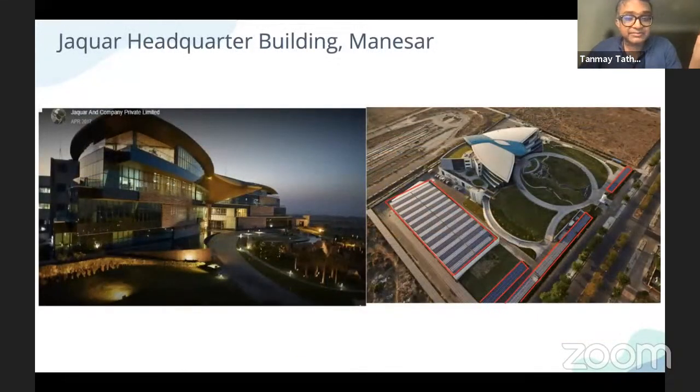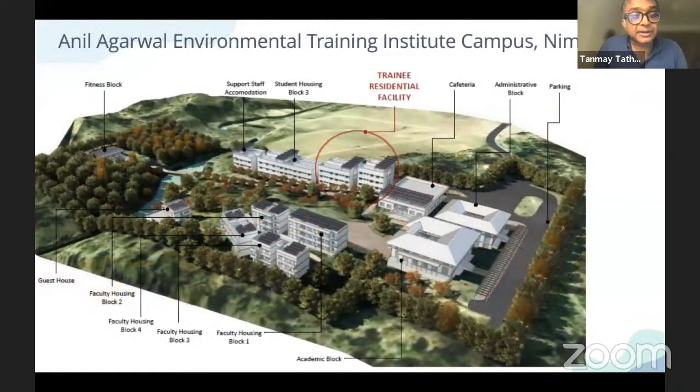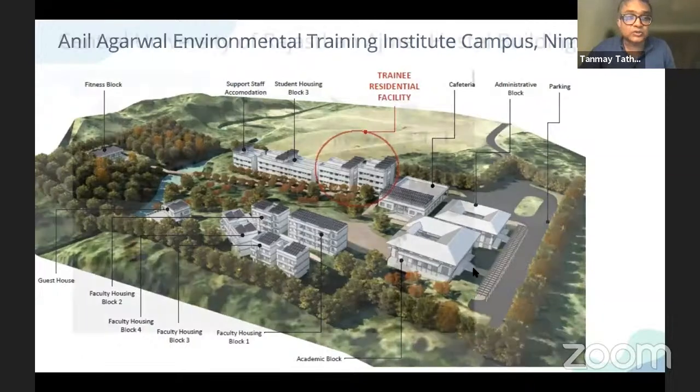Jaguar headquarter building in Manesar is an energy efficient building with a lot of passive strategies, good shading. And as you can see in the picture on the right, a lot of photovoltaics integrated on the building, on the boundary walls, et cetera. Center for Science and Environment has the Anil Agarwal Environment Training Institute in Nimli. Another net zero energy campus, with hostels, residential buildings, office buildings, classrooms, all designed to be highly energy efficient and net zero.